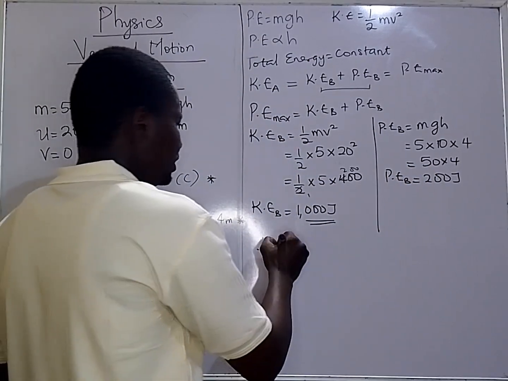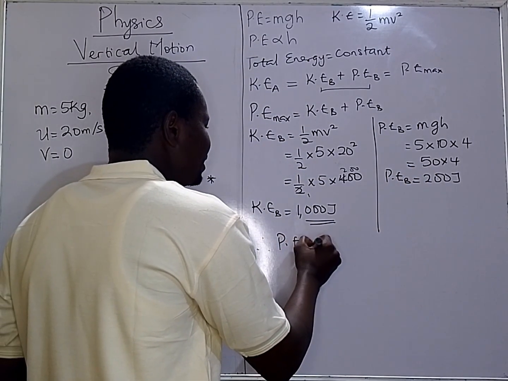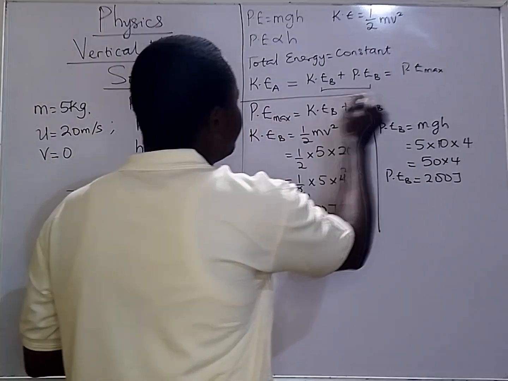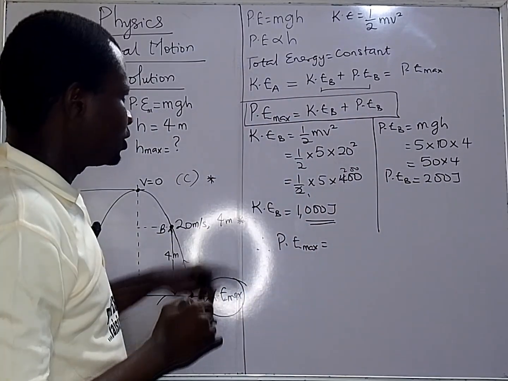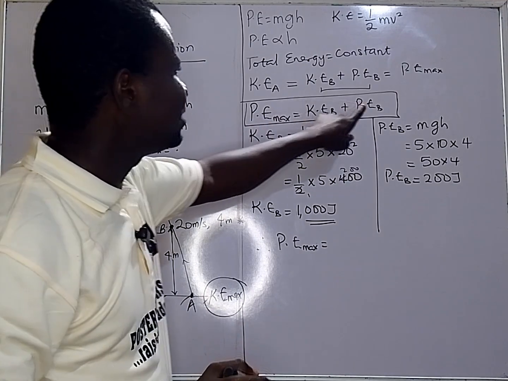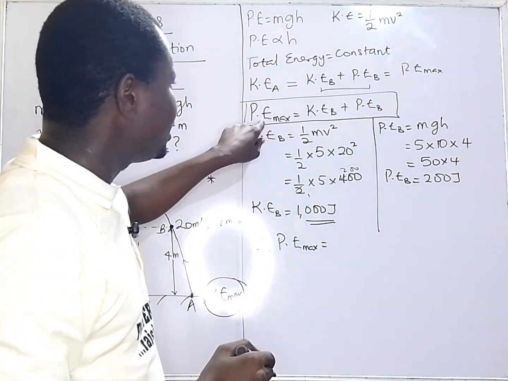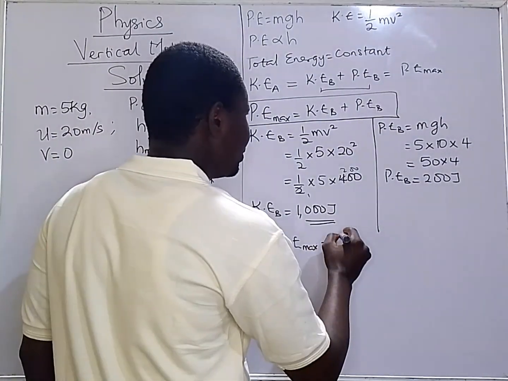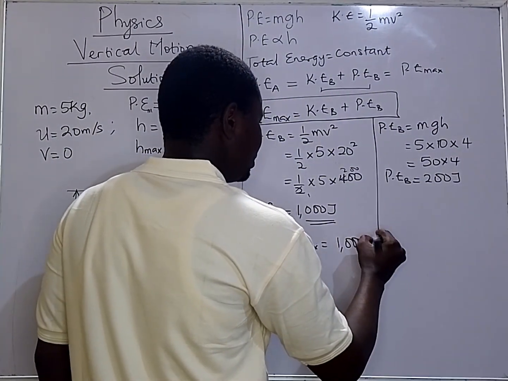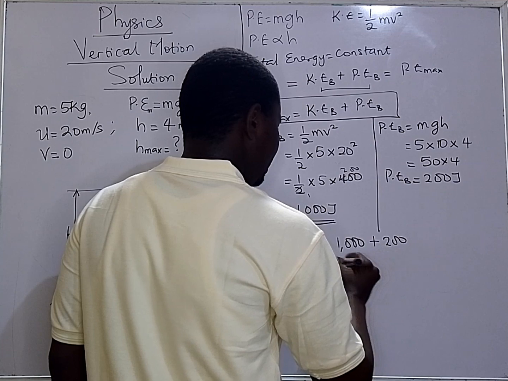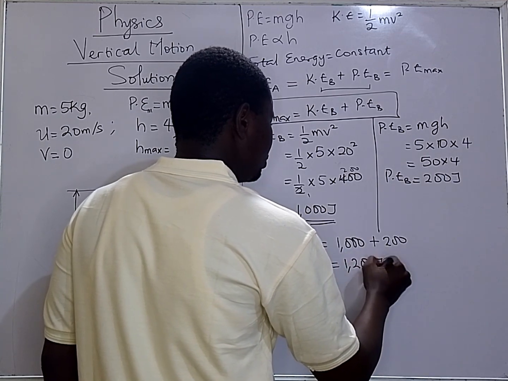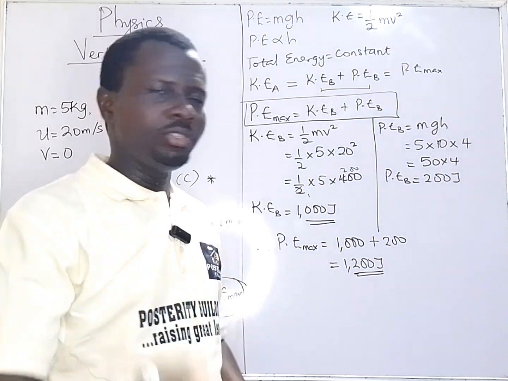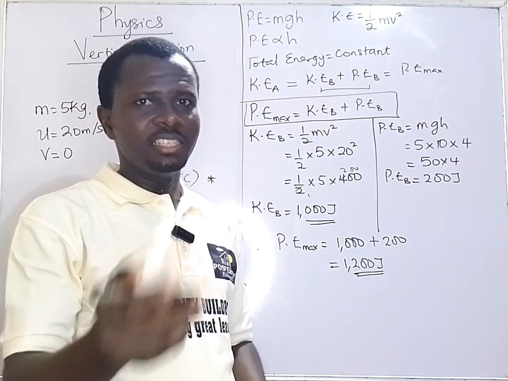Therefore, the potential energy at the maximum height is the sum total of what we had before, because the potential energy at maximum height is never the same as that at B. The potential energy will be higher. This one is smaller, take note. So it will be 1000 plus 200, and that gives us 1200 joules. I hope you understand. I'll be treating the second method by which you can solve it in the next slide. Thank you.